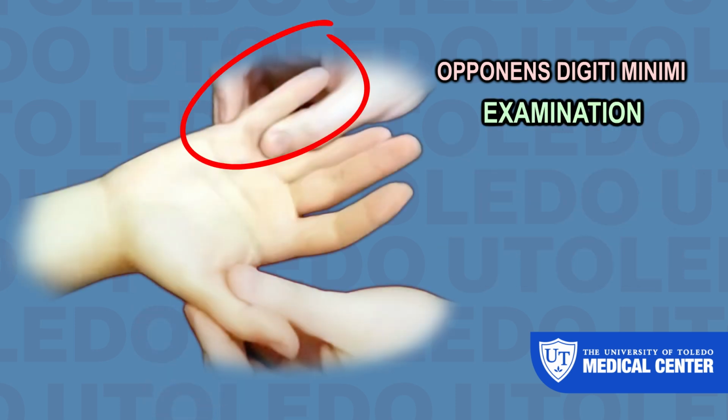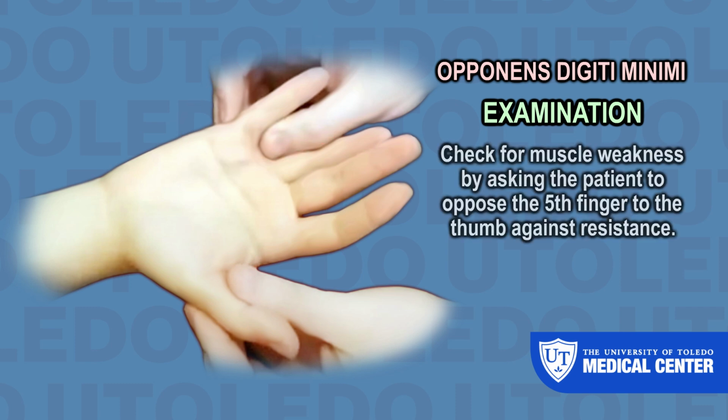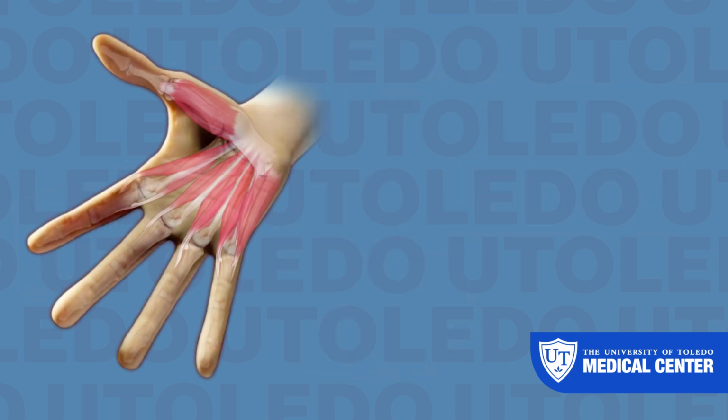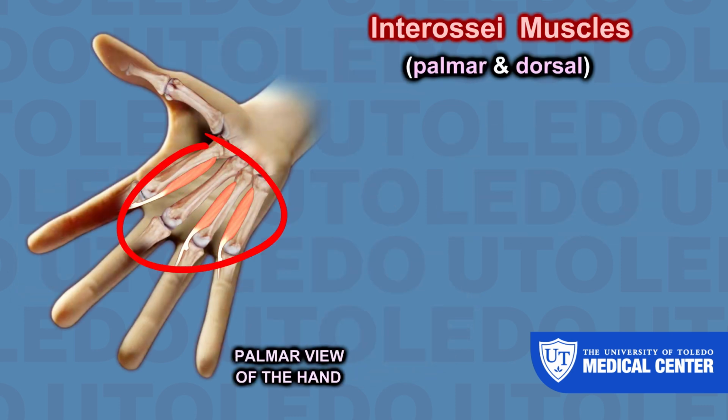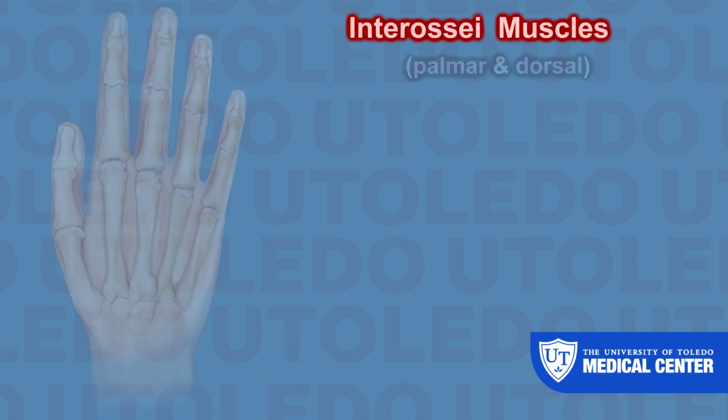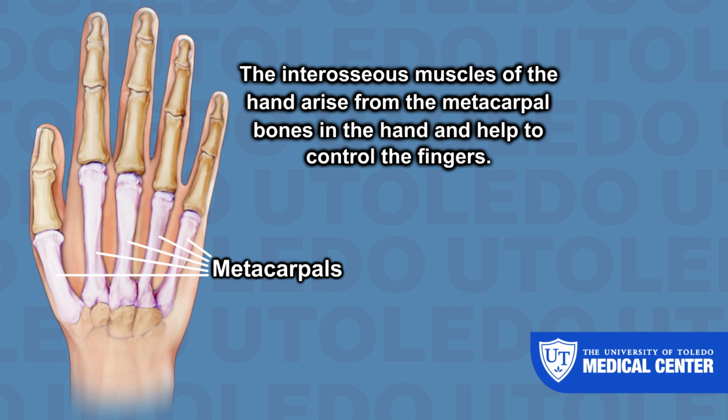When examining the opponens digiti minimi muscle, check for muscle weakness by asking the patient to oppose the fifth finger to the thumb against resistance. Now let's talk about the interossei muscles, both palmar and dorsal interossei. The interosseous muscles of the hand arise from the metacarpal bones in the hand and help to control the fingers.